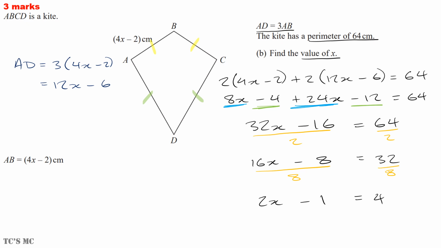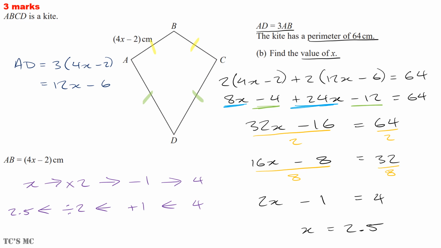Now I'm going to solve this using the flowchart method. We have x multiplied by 2 and then subtract 1. That gives us 4. If we go backwards, we need to add 1, which is 5, and then divide by 2. 5 divided by 2 is 2.5. For writing x is equal to 2.5, we have our third mark.